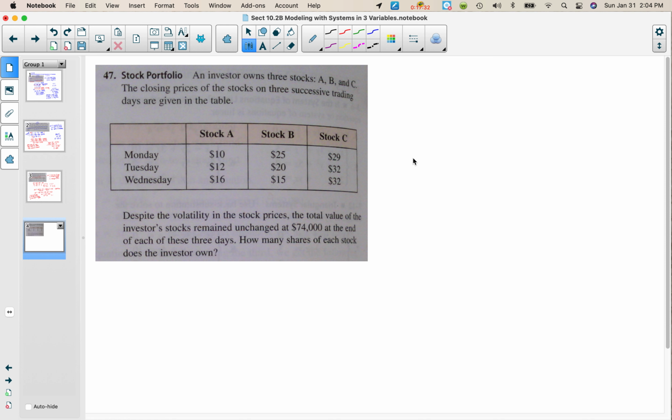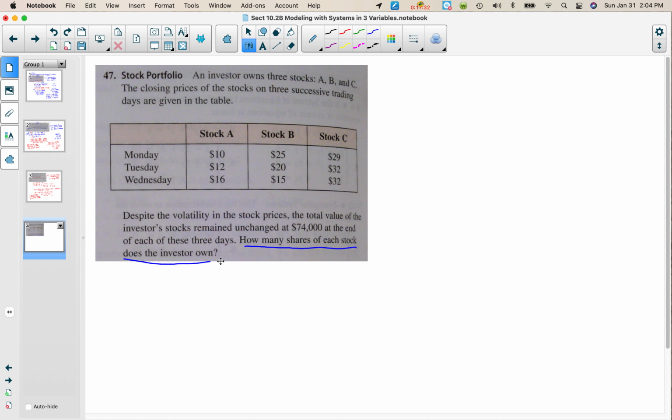So for the last example I'm going to do, an investor owns 3 stocks, A, B, and C. The closing prices of the stocks on 3 successive trading days are given in the table. Despite the volatility in the stock prices, the total value of the investor's stocks remained unchanged at $74,000 at the end of each of these 3 days. Okay, not very realistic actually, but they're making it easy on us. How many shares of each stock does the investor own?